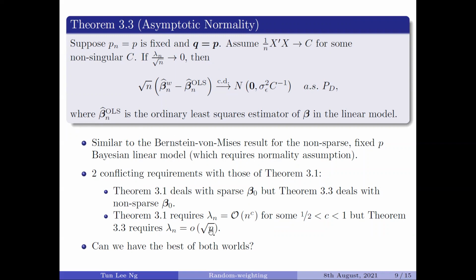Now, for a specific lambda n, you can get either conditional model selection consistency or asymptotic normality, right? You can't have both. Now we ask ourselves, can we do something to get the best of both worlds? As in, can we get random weighting samples whose conditional distribution congregates at the true set of variables as sample size increases, and that for the true set of variables, the random weighting samples do have asymptotic normality?